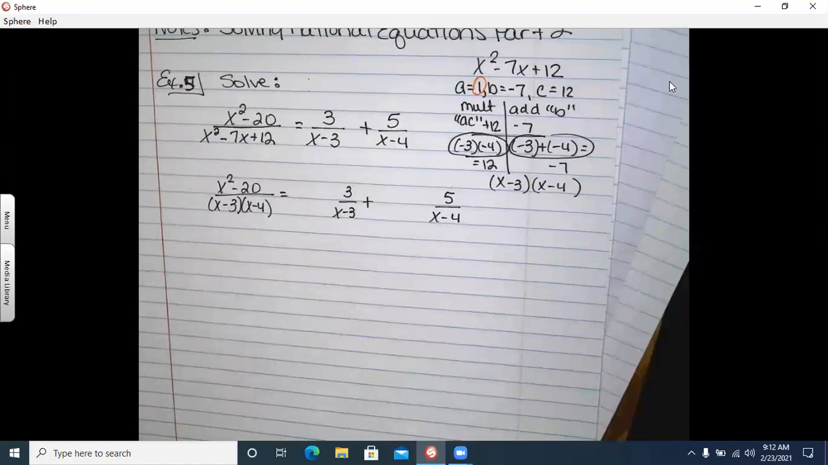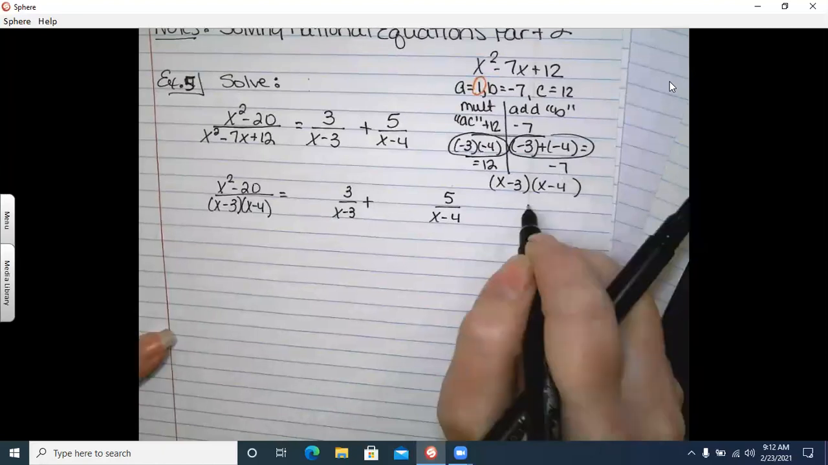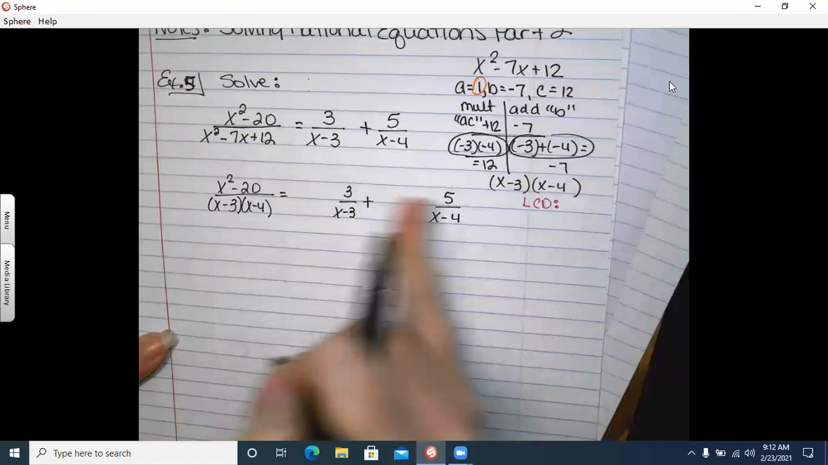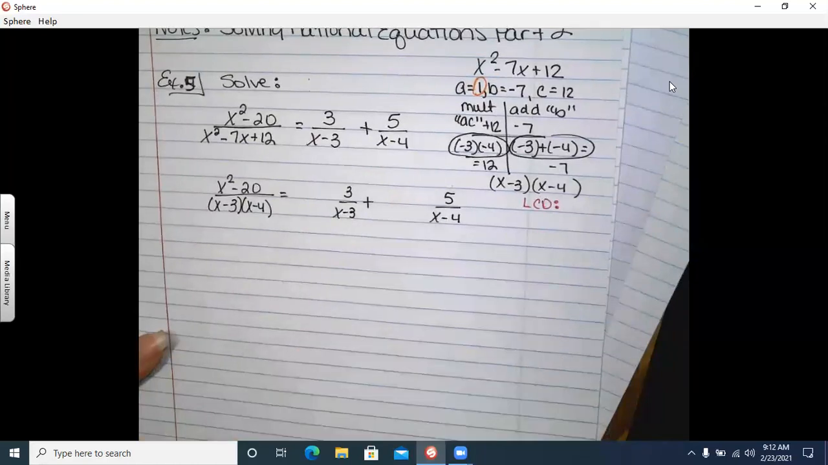All right, now what we want to do, we don't want those fractions anymore. We want them to go away. We want to clear the fractions. So we have to figure out what's the least common denominator. And we'll multiply each term. Each one of these fractions is considered a term. Each term by the least common denominator.